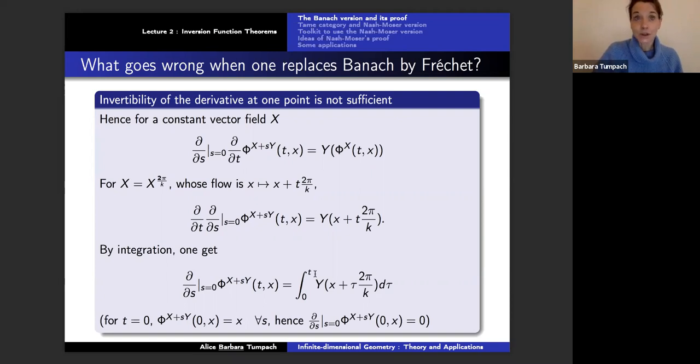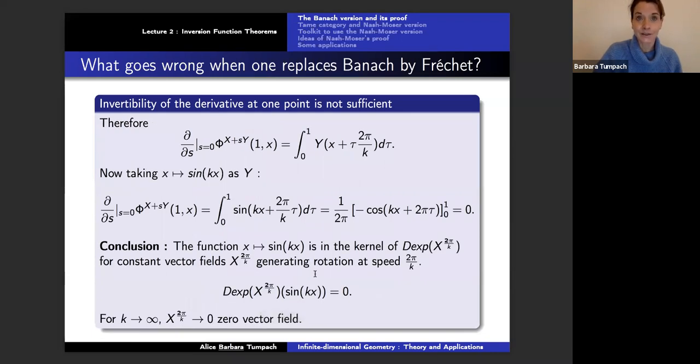And now we have the choice of y. And a good choice is to take some sinus of kx. Because we have to integrate until time t equal to 1 to get the exponential map, and this cancels out because of the sine property.